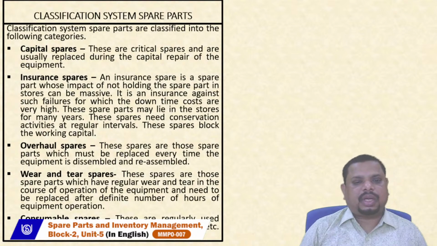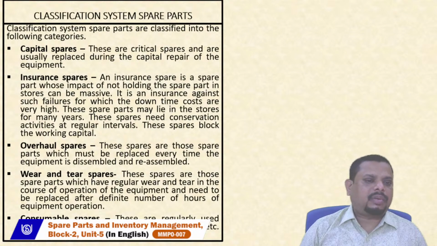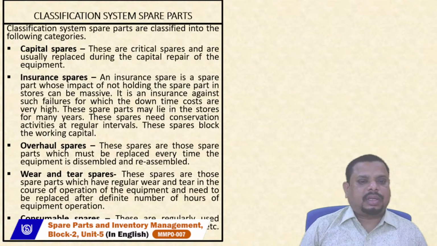So an insurance spare is a spare part where the impact of not holding it in the store can be massive. It is an insurance against failure, for cases where the downtime costs are very high. For example, you cannot maintain a transformer or a power generator inside a store, and in such cases the company takes insurance against such failure. For example, failure of transformers, failure of grids, where the downtime costs are very high.